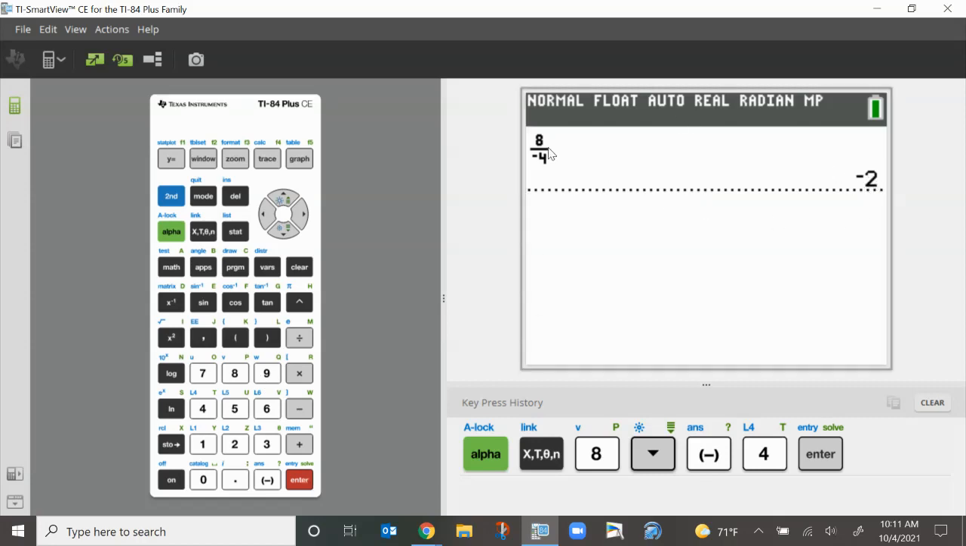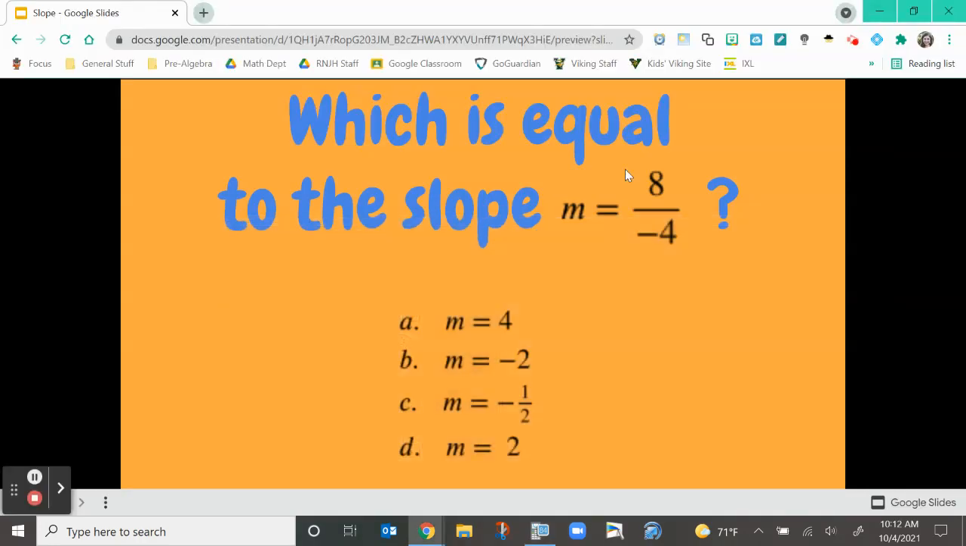This was an improper fraction, meaning it was going to be greater than one whole, and this actually worked out to be an integer, -2. So then I would know, oh, B, my slope is equal to -2. Really simple when we use the calculator to simplify for us.